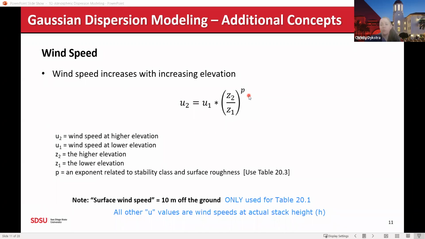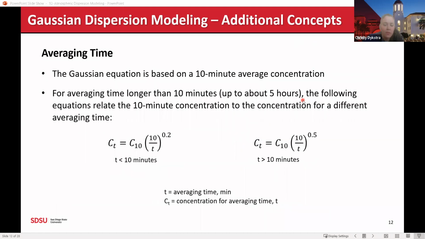So we have to identify whether it's urban or rural, and then use the stability class to select this P value. That's again from table 20.3. Now we can adjust our wind speed. All right, so I'm going to clear all of this. We're going to move to the, this keeps going a little fast.